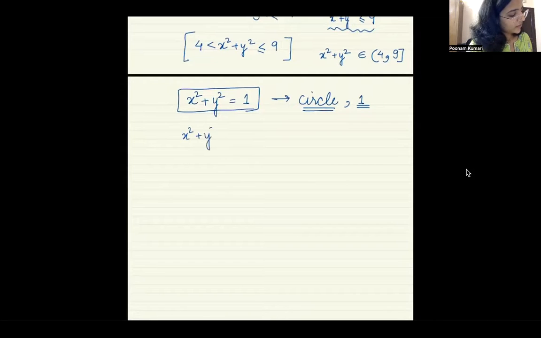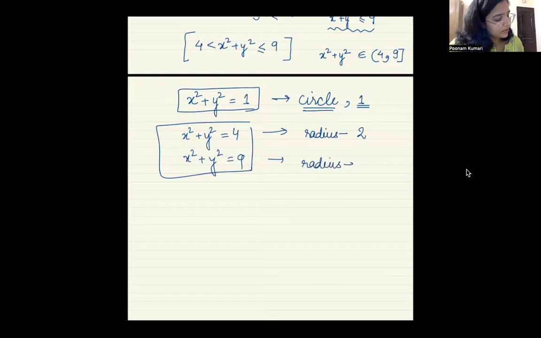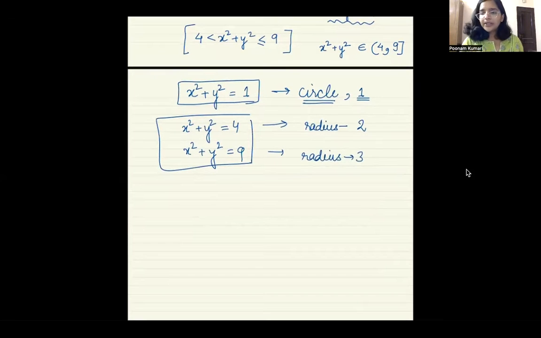x square plus y square equals 4 and x square plus y square equals 9, right? मेरे पास ये दो इक्वेशंस हैं. इन्हीं दोनों इक्वेशन का मुझे यूज करना है अपनी डोमेन को प्लॉट करने के लिए, राइट? So this would be a circle with radius what? 2 and 3. Okay, this one would be 2 and this one would be 3. Okay, so अब इसको प्लॉट करते हैं.